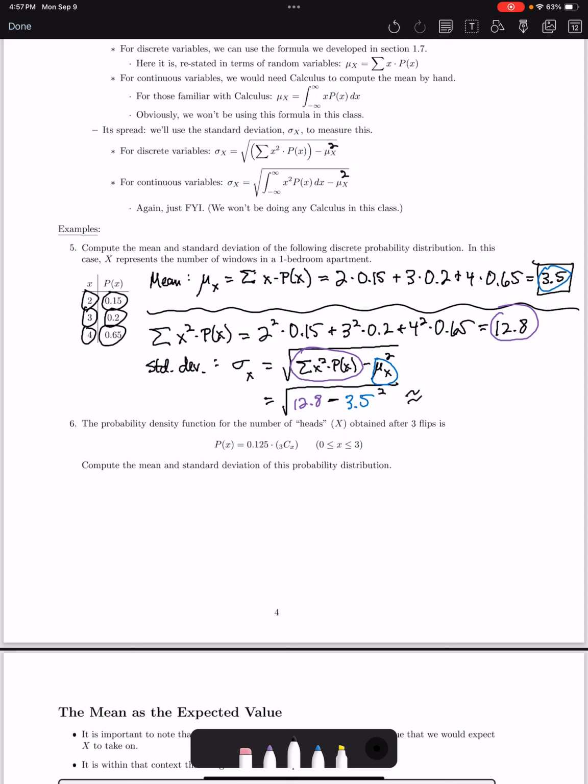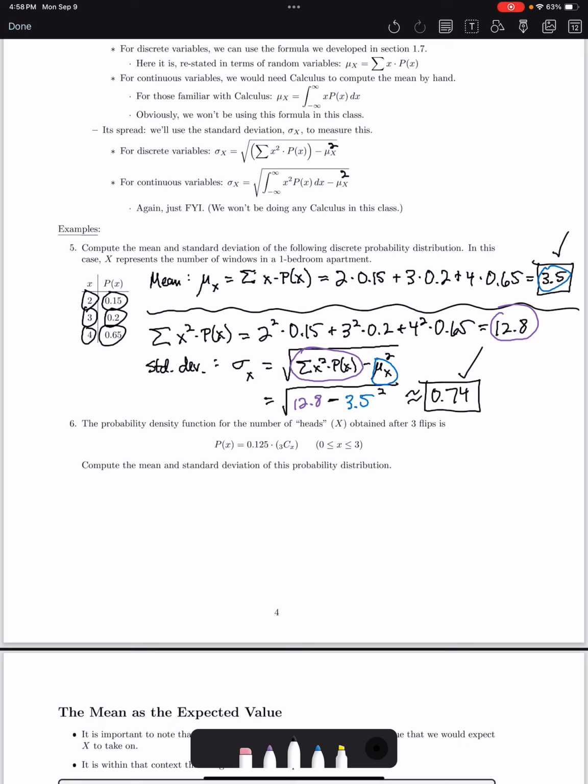We're going to almost certainly have to round. So let's see. We've got the square root of 12.8 minus 3.5 squared. Whoops, 3.5 caret 2. Okay, so that comes out to about 0.74 if we go to 2 decimal places. We could go 0.742 if we go out to 3 decimal places. I'm happy with 0.74 as my answer. So that's how that would work, right? So we've got our mean and our standard deviation.